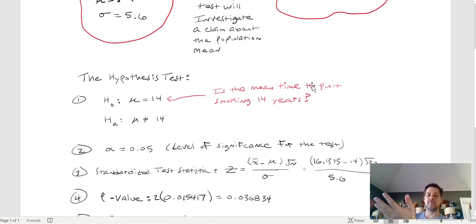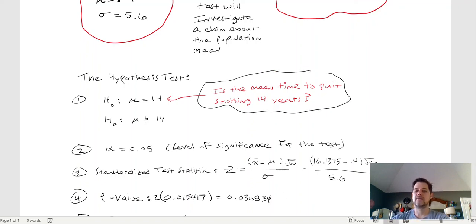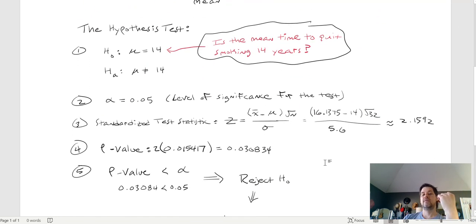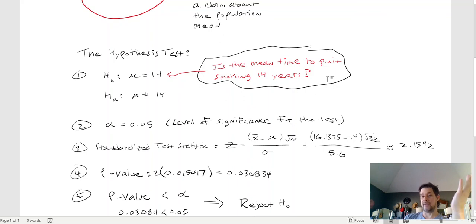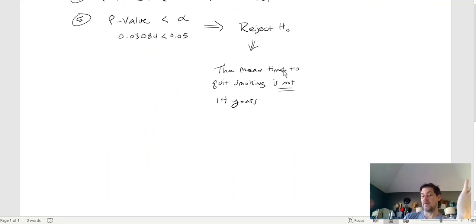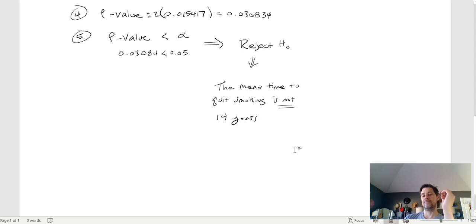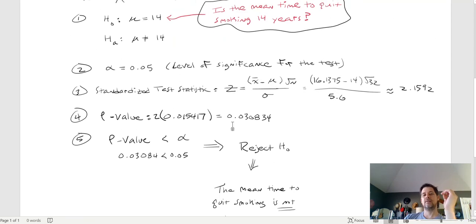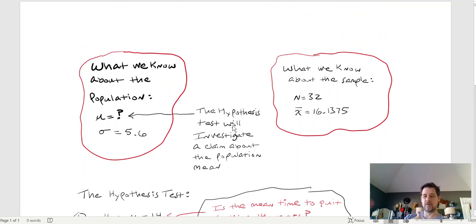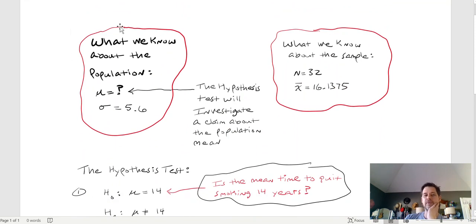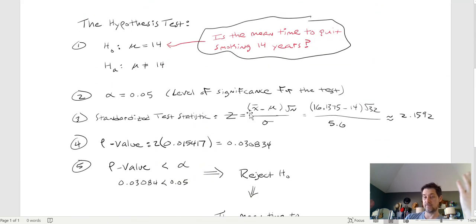But what does that mean? Well, I'm rejecting this claim right here. I'm saying that's not true. I don't believe that's true based on this sample. And if I'm wrong, it's with only like a 5 out of 100 chance that I'm wrong. Okay, so yeah, we're rejecting that. We're saying, in other words, the mean time to quit smoking is not 14 years. Anyway, so that's the run through of the whole hypothesis test procedure with probably a little bit more discussion about what we know about the population and sample and what we do with those numbers throughout the test.